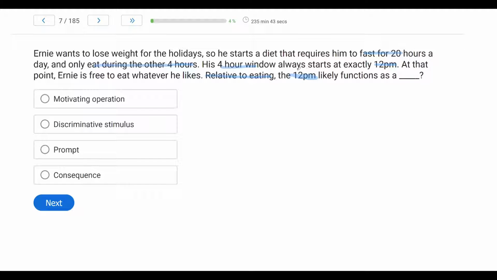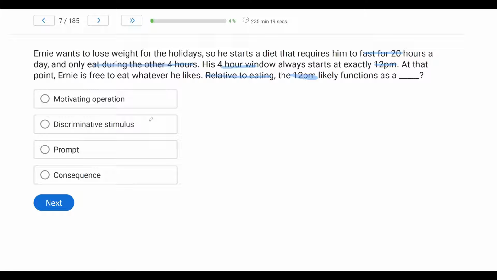Well, in this case, we have a pretty clear MO, and that's going to be the fasting. Fasting is a pretty obvious type of deprivation. Ernie's depriving himself of food. 12 p.m. is not increasing the value of eating. Eating is already high in value because of the fasting. So A, motivating operation, that is going to be our fasting.